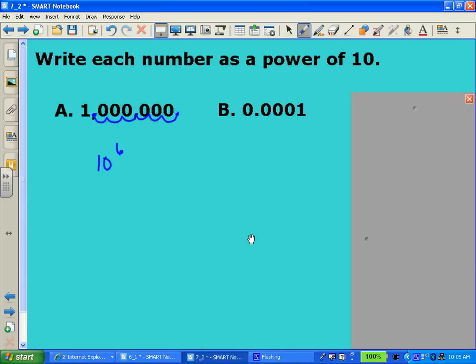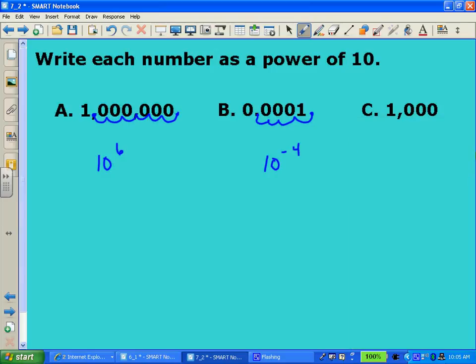Okay, now let's look at the next one here. Now again, I know that my powers of 10 start here at 1. So how much did it move? Well, it moved 1, 2, 3, 4 spots to the left. So this would have to be 10 to the negative 4th power.